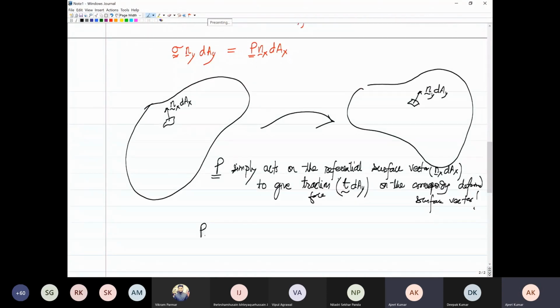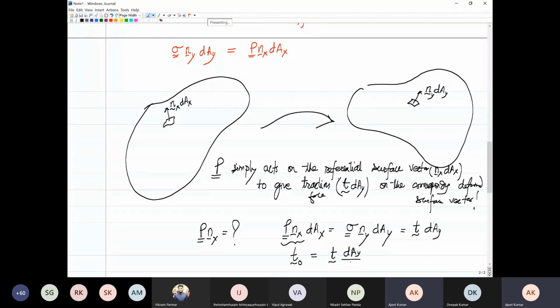And if somebody asks me, what is P times n_x giving? What is this equal to? Let us just try to work out and see. We have all seen that P times n_x da_x is equal to sigma times n_y da_y. On the left hand side is da_x. But sigma times n_y is the same as traction T, times da_y, which is the total traction force. So if you denote P times n_x by T naught, then T naught is equal to T into da_y over da_x.